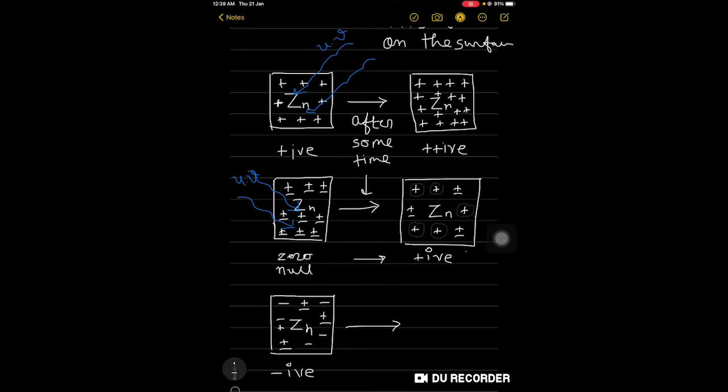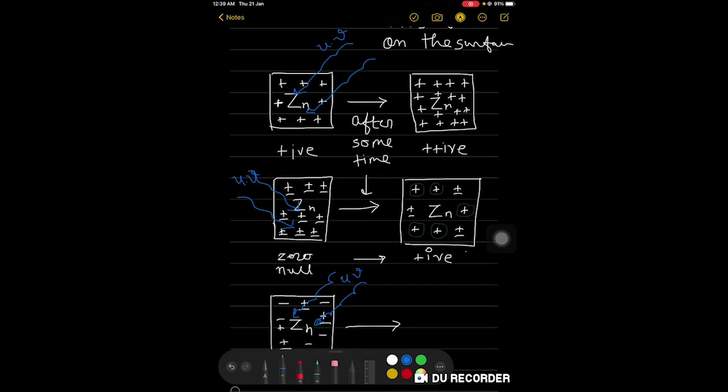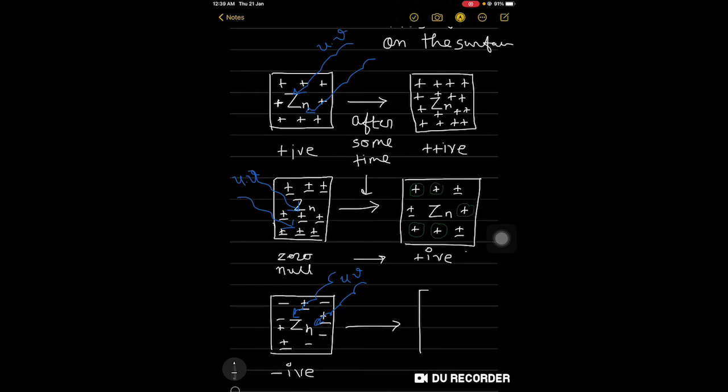Now again he incident UV light, and after some time the result was again very interesting. He found that the plate which was initially negative becomes more positive. So after the incident of UV light it becomes less negative. That means the negativity decreases.